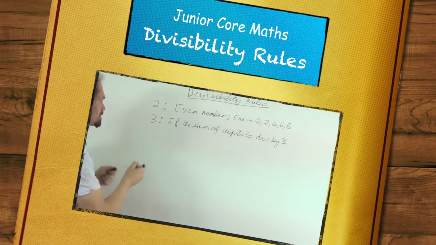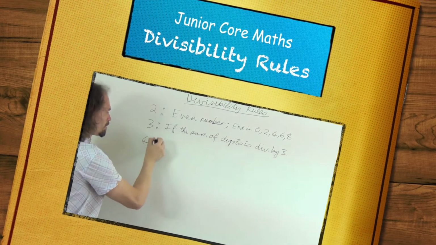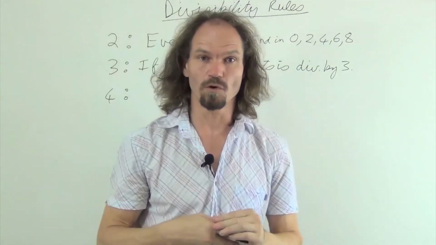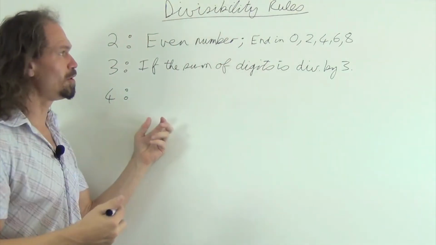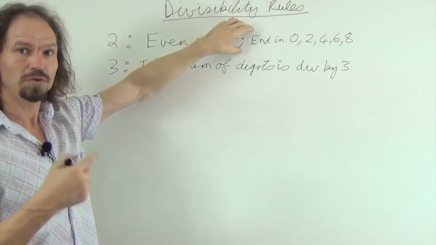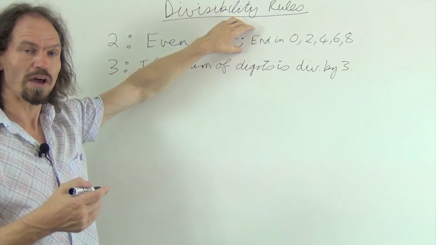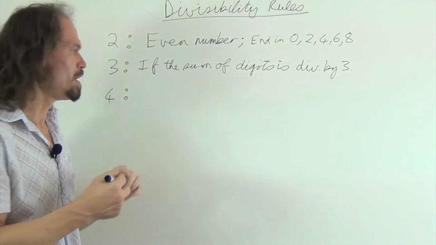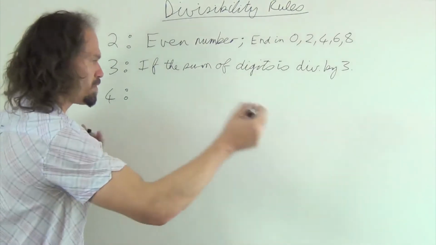Let's go over the divisibility rule for 4. How do we know if a number is divisible by 4? Well, very simple. You can always check whether dividing 2 into the number, I can do that twice. That's one method to check.